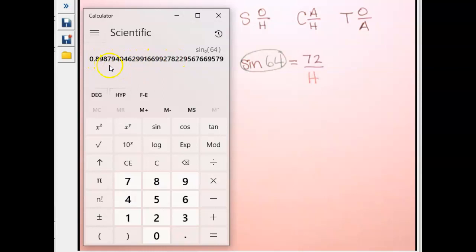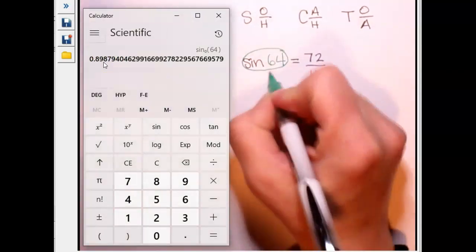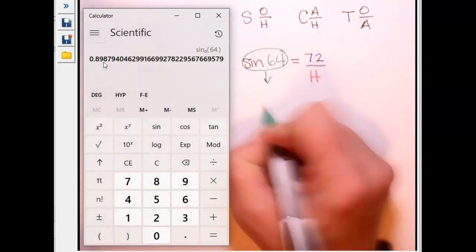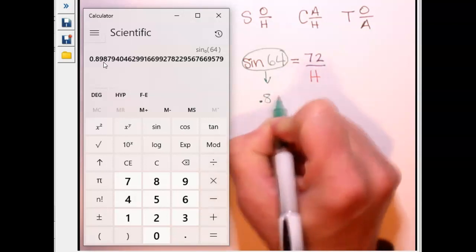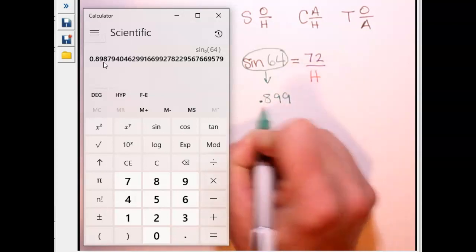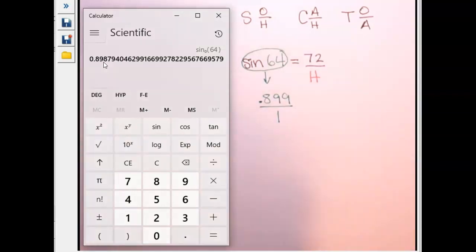0.8987940462. Okay, so my suggestion would be to round to the third decimal place, which means that you have to look at the number that's after it to know what to move this to. So 0.8987 would round to 0.899. Okay, so I'm just going to replace the sine of 64 with 0.899, and I'm going to put that over 1 because we're just going to treat it like a proportion.